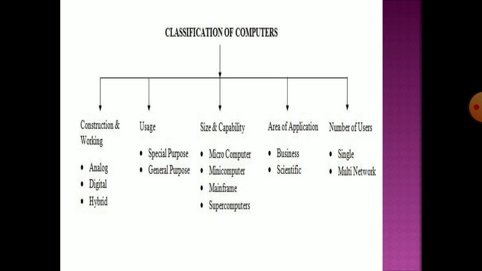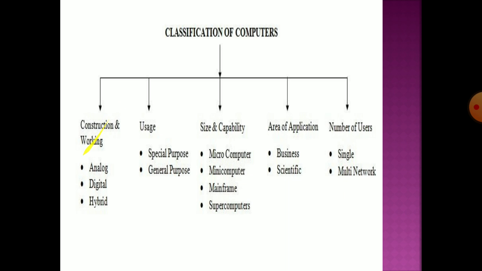That is, there will be only one CPU, and different monitors, keyboards, and input-output devices will be given to the users through the network connections. So that we call it multi-network. Done? So the classification has been divided based on all these five categories.